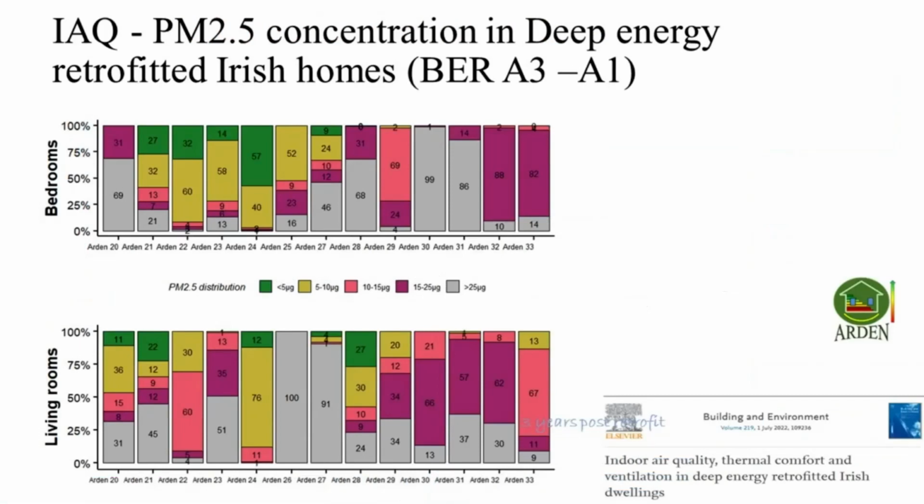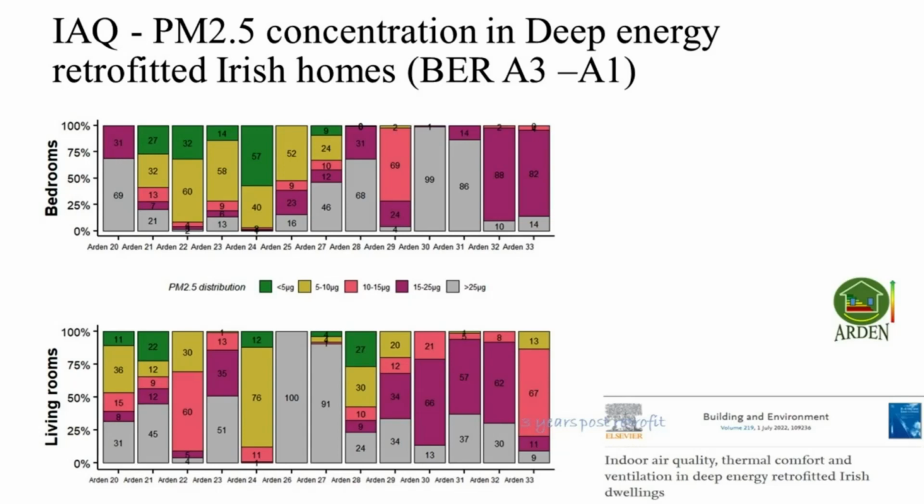I'd also like to just share some recent data that we've collected, again on particulates, and these are for deep energy retrofitted buildings. So this data was just published in the last month. A number of different pollutants, indoor air quality, thermal comfort, and ventilation in deep energy retrofitted Irish dwellings. It's a sample of 14 homes that have been retrofitted in the last 3 years.